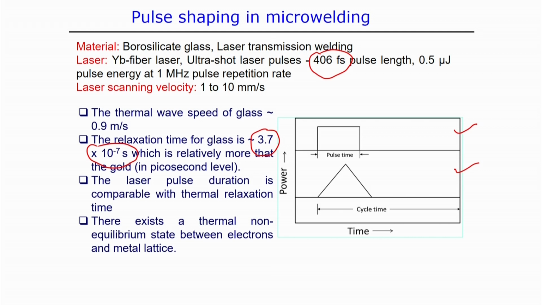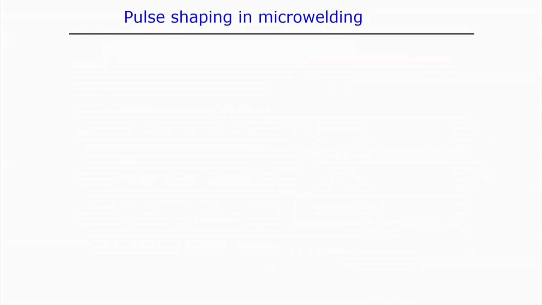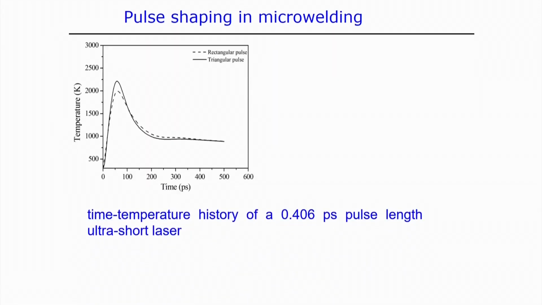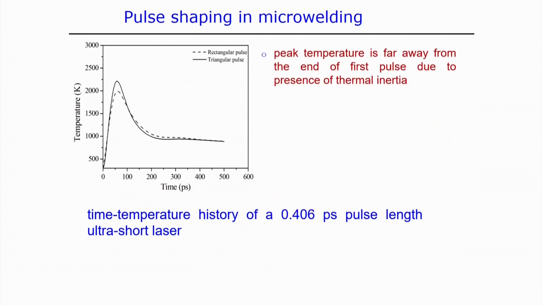So, using these two shapes of the pulse, we will try to see the time temperature history for this femtosecond pulse, or maybe 0.406 picosecond pulse length, using the ultrashort laser. Here you can see that for a single pulse there is a little difference in the time temperature history within the substrate material. The peak temperature is high in case of the triangular pulse shape as compared to the rectangular shape of the pulse. At the same time, the peak temperature is actually far away from the end of the first pulse due to the presence of thermal inertia.